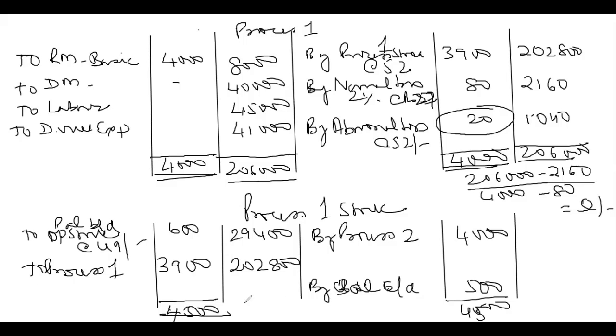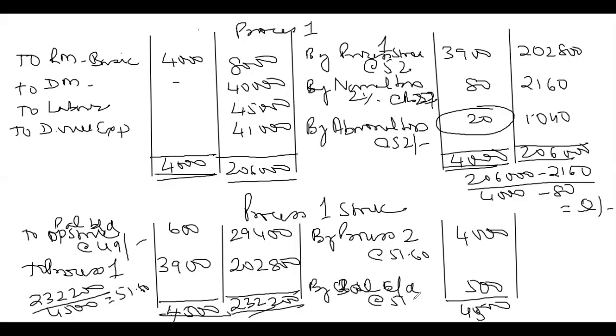Now weighted average, how will we do it? Take the total of this. How much is the total of this? 29,400 plus this, how much? 2,32,200. Therefore, 2,32,200 divided by 4,500. How much are you getting? 51.6. So this will be at 51.6. This one also will be 51.6.